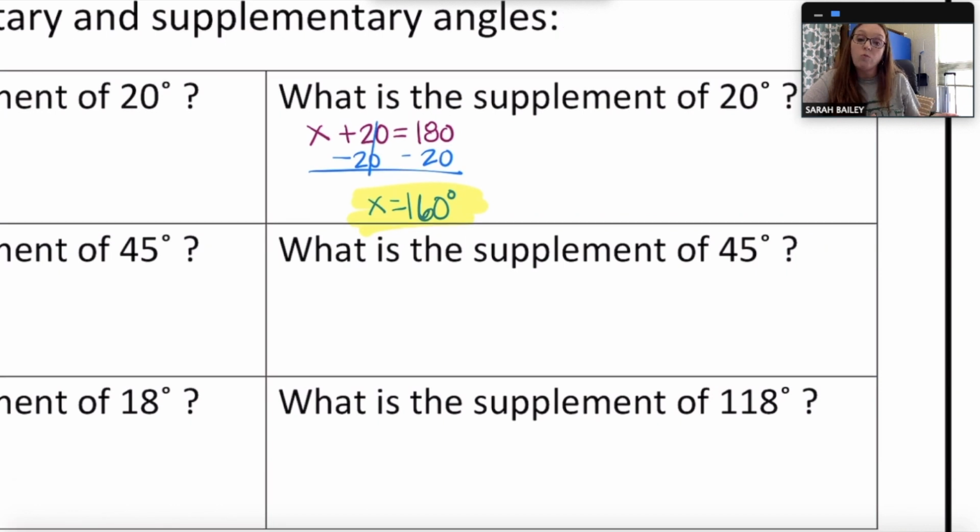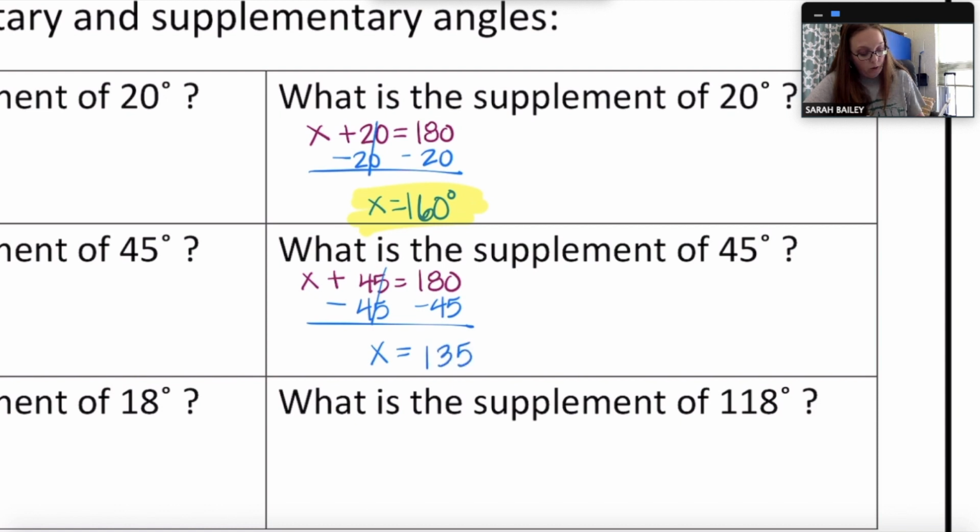Okay, the next one, what is the supplement of 45 degrees? Remember, they're talking about supplement here. So I'm going to write x plus 45 equals 180. I'm going to subtract 45 on both sides. So if I do 180 minus 45, I'm going to get 135. So 135 degrees.